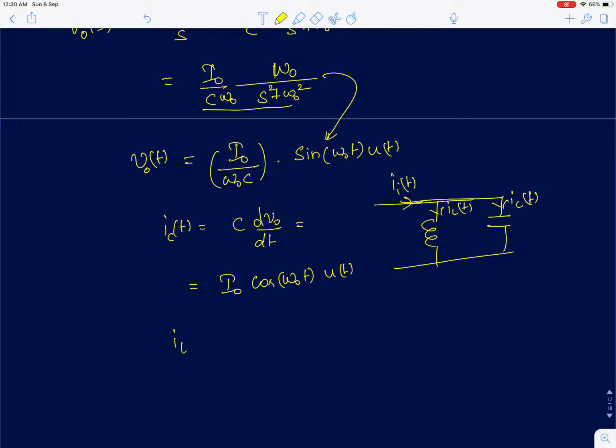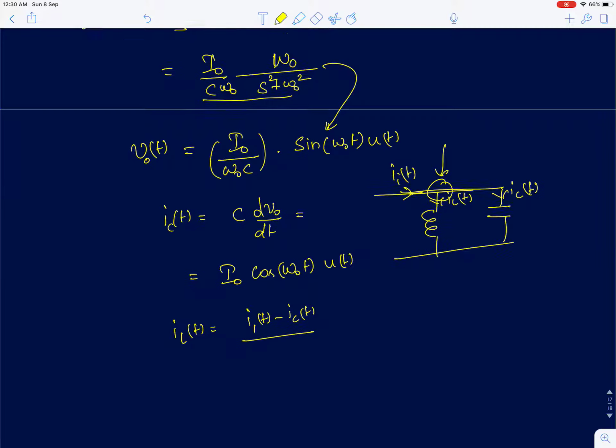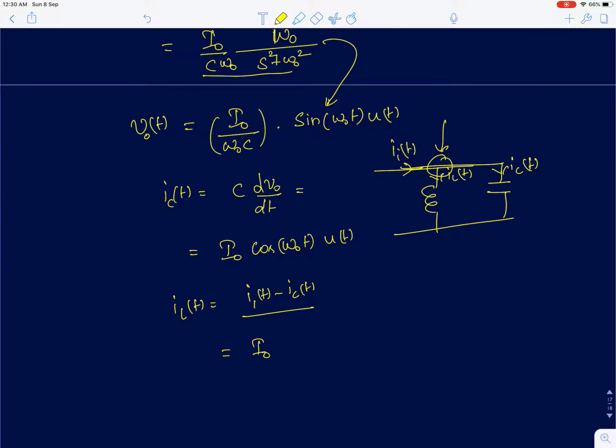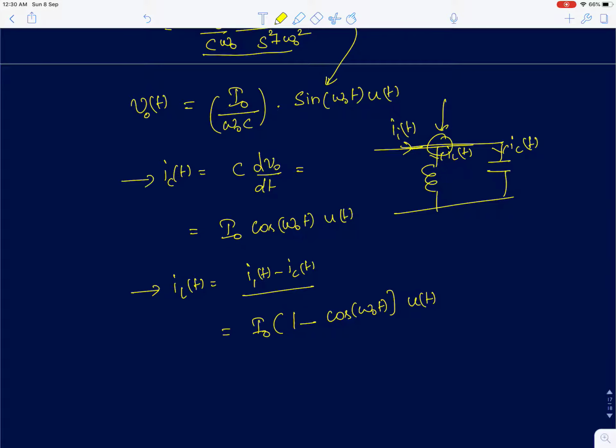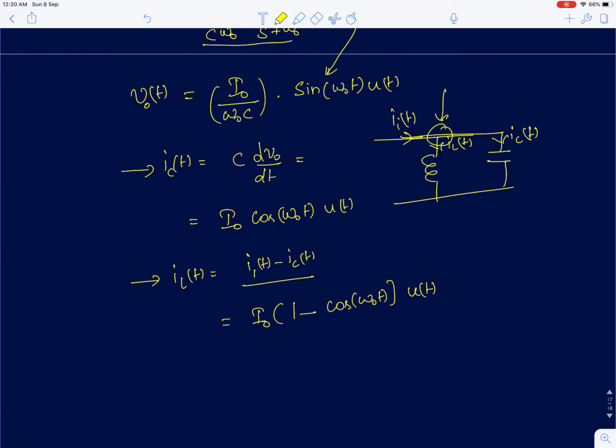And to find the inductor current IL of t, I have to simply subtract II of t minus IC of t, because I can just write KCL at this node. I will get this result. So I'd get I naught into 1 minus cos omega naught t into u of t. Now I'll try to plot the inductor current and the capacitor current and also the voltage across the tank.